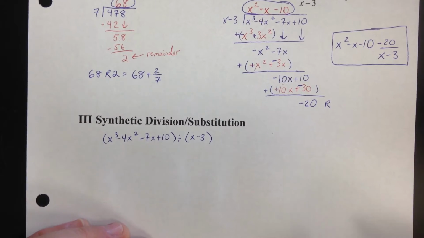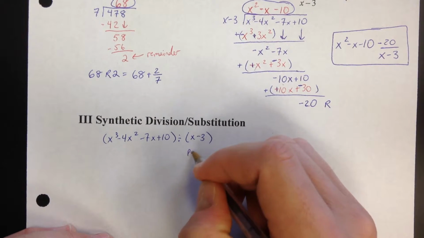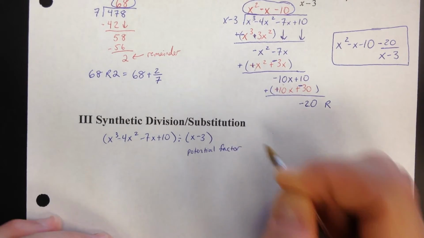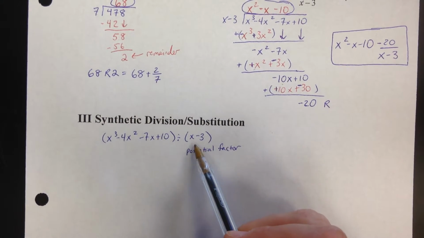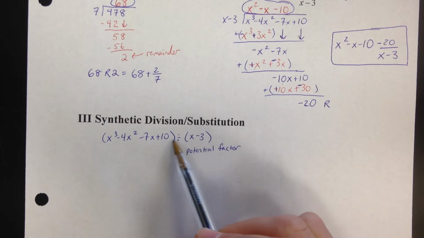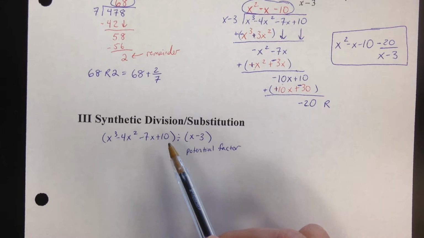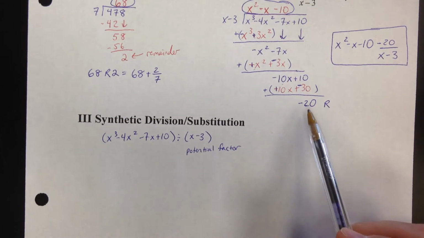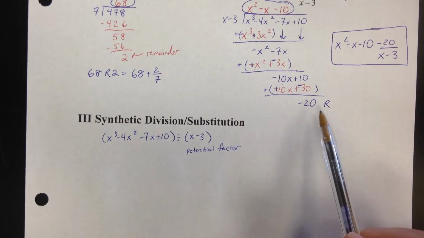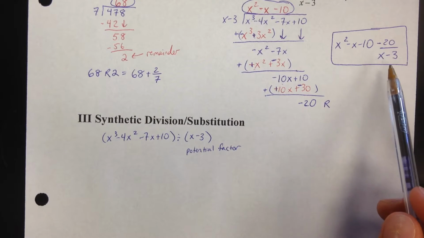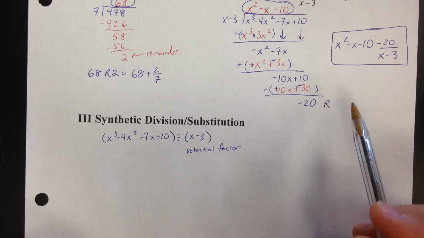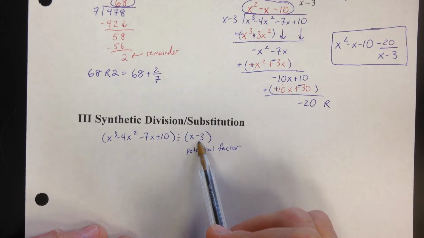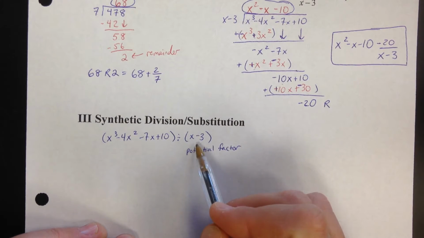Think of x minus 3 as a potential factor. Which means, what I'm asking is, does x minus 3 divide evenly into this expression? In other words, would the remainder be 0? Now we already know the answer to that is going to be no. The remainder is going to be minus 20, and then minus 20 over x minus 3. But we can test this. If this was the factor, then that means that it would be a 0.